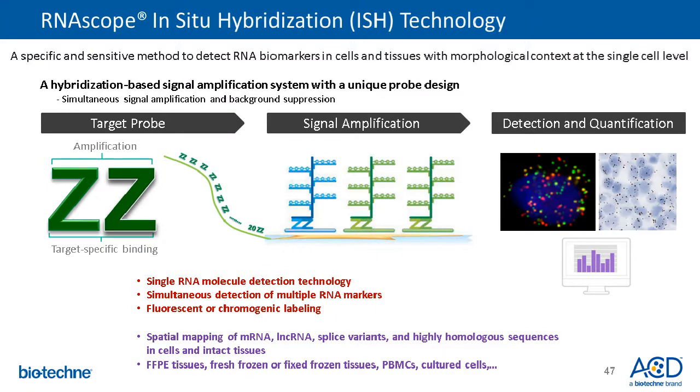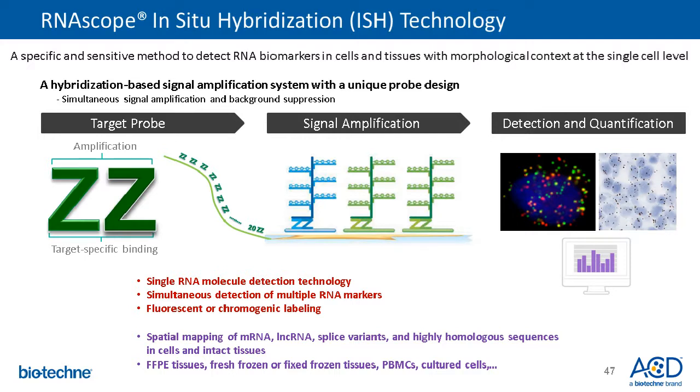And that's where the RNAscope technology comes in. It's an ideal solution to really interrogate these complex tissues. It's a highly specific and sensitive method to detect RNA biomarkers in cells and tissues with morphological context and at the single cell level. And it consists of three parts. First, there's a unique target probe that ACD designs against your sequence of interest. There is a signal amplification system that generates a high signal-to-noise ratio. And lastly, visualization of single RNA molecules as dots.